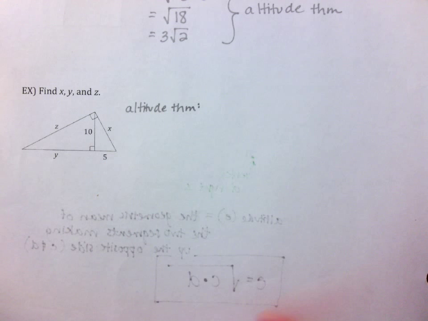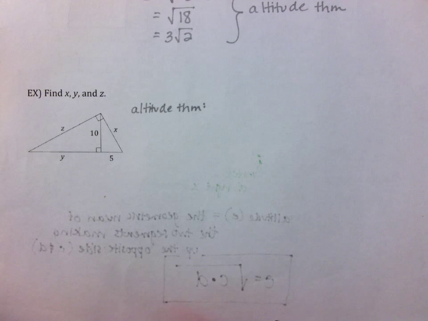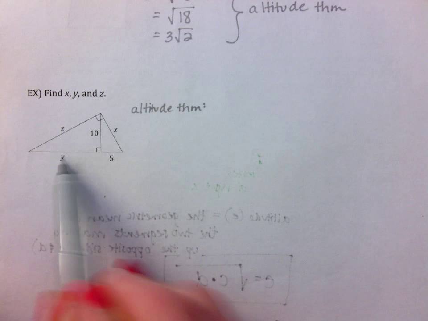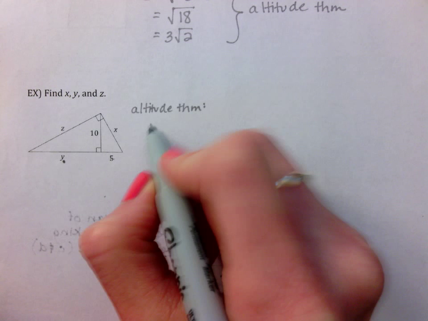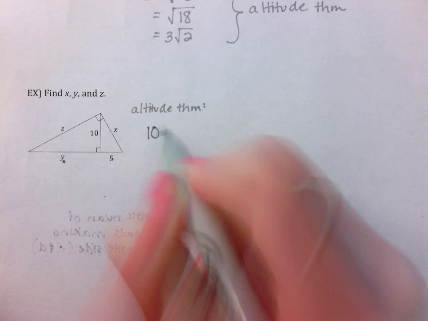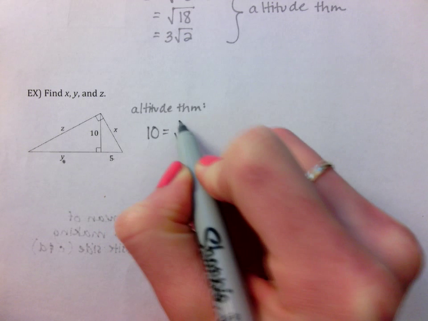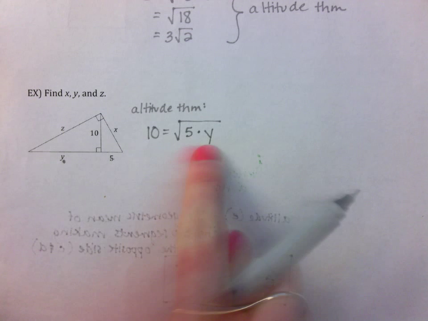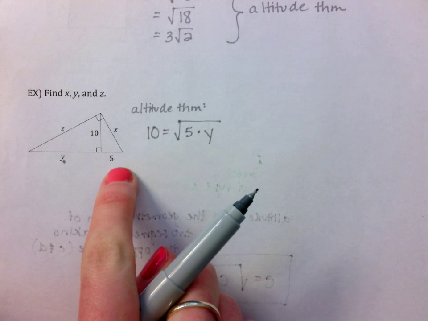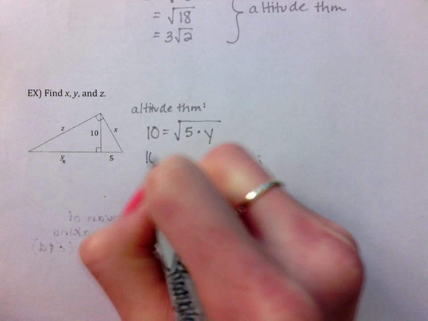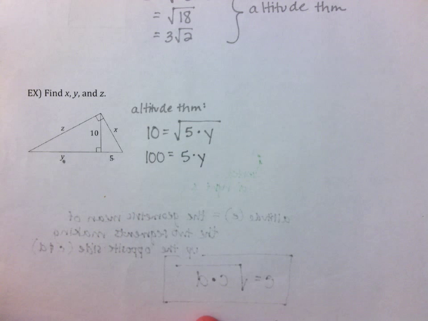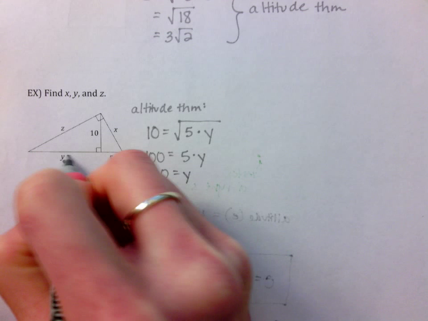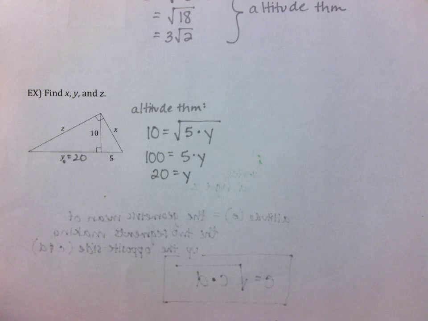So this works just like algebra, and we can actually plug in. We know that normally the altitude is equal to the geometric mean of the two segments it splits the hypotenuse into. So I'm going to set up my algebraic equation. Instead of solving for the altitude, I'm solving for one of the segments: the square root of 5 times y. So that's the geometric mean of these two segments. Then we're going to solve that. To get rid of the square root, I'm going to square both sides. Then divide by 5, and I get y is 20. Hopefully you're with me so far.